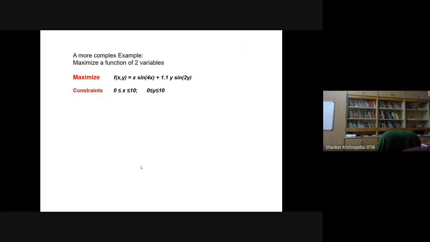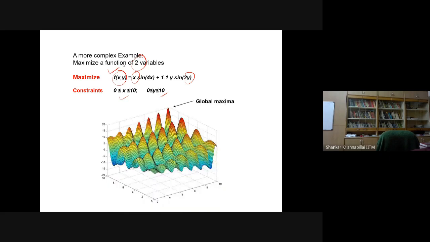Then let us look at a more complex example, which is a function of two variables. Here f of x is a function of both x and y, so you will get a surface. X is allowed only between 0 to 10 and Y is also allowed only between 0 to 10. Let us plot f of x, y versus x and y. You will get an objective function surface, where f of x is actually the height above the xy plane.